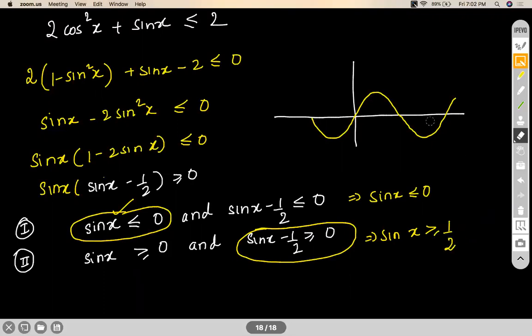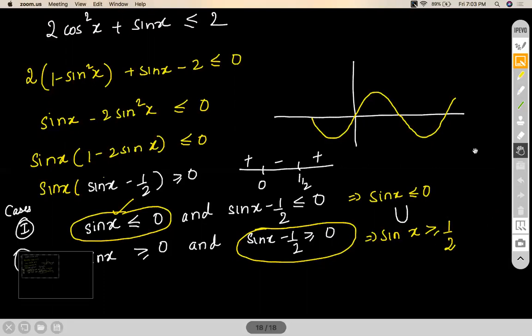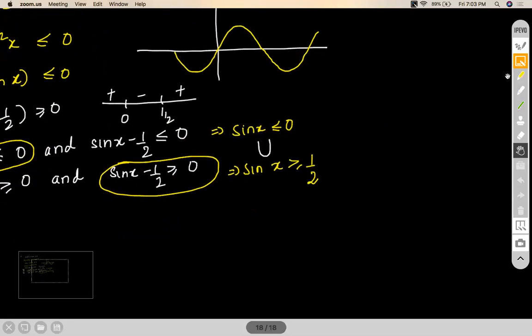Correct? Now, what do I have to do with these two conditions? We have to take their union, my dear friends, because these are cases. Any doubt so far? Oh, yes, why not? He's suggesting, can I use wavy curve on sin x? Yes, of course: plus, minus, plus, the same condition will come out. I just wanted to show you that the wavy curve will give you the same answer.